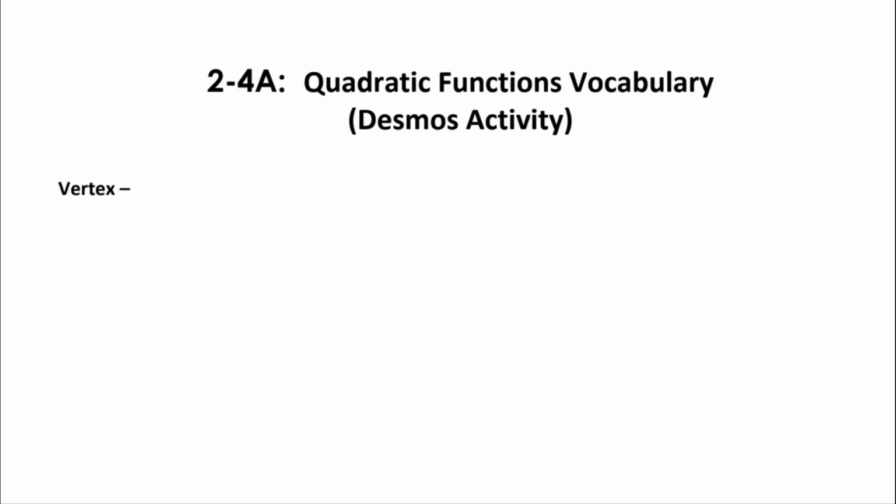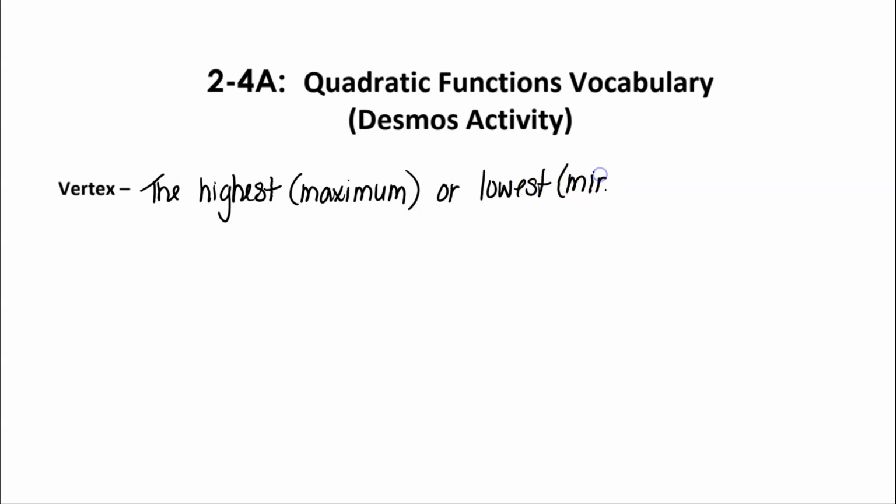So the vertex, we talked about this term yesterday. The vertex is the turning point, but that's not the term we're going to use. It is the highest, or what will be called the maximum, or lowest, and then it'll be referred to as the minimum point of the parabola.